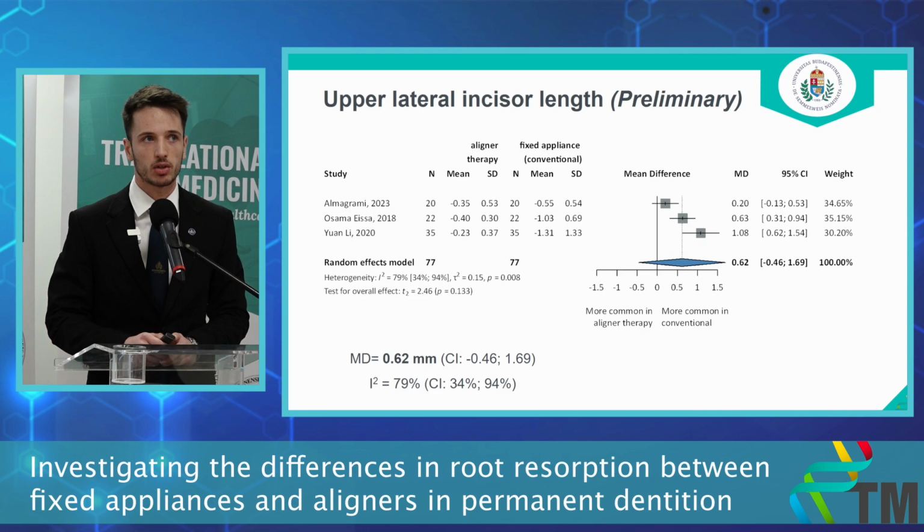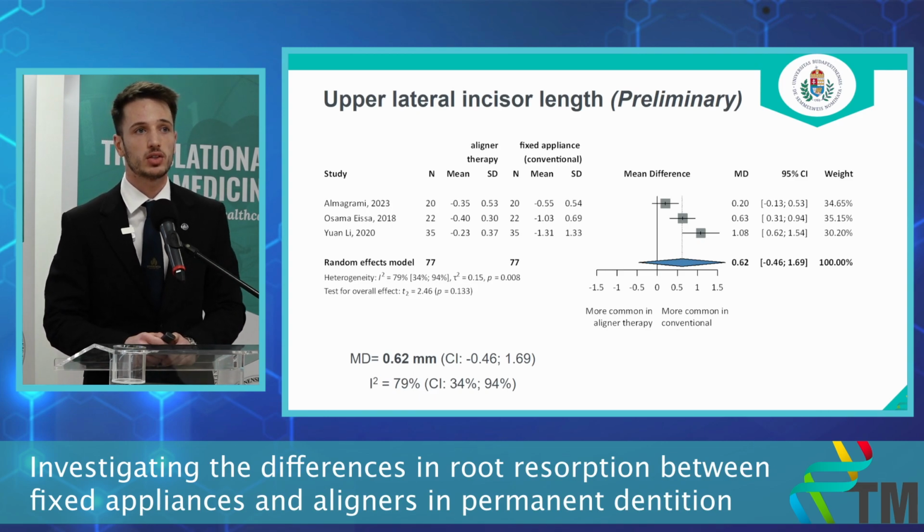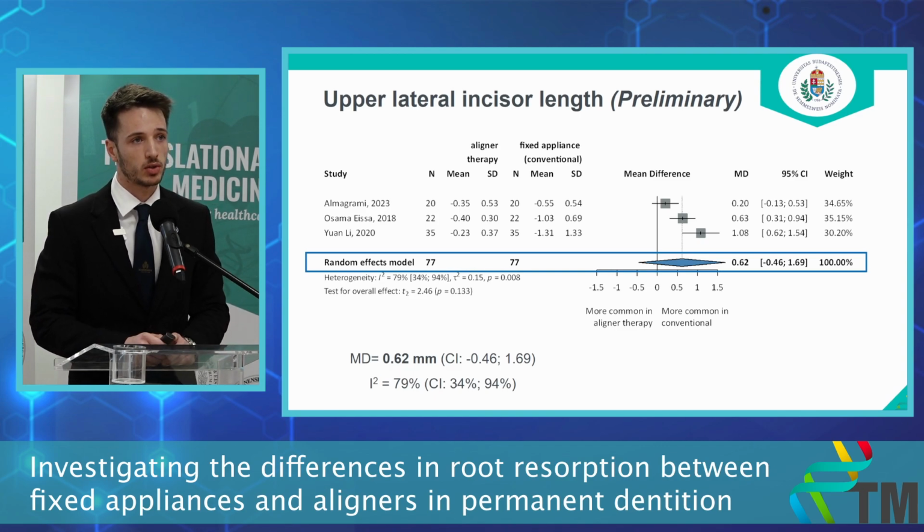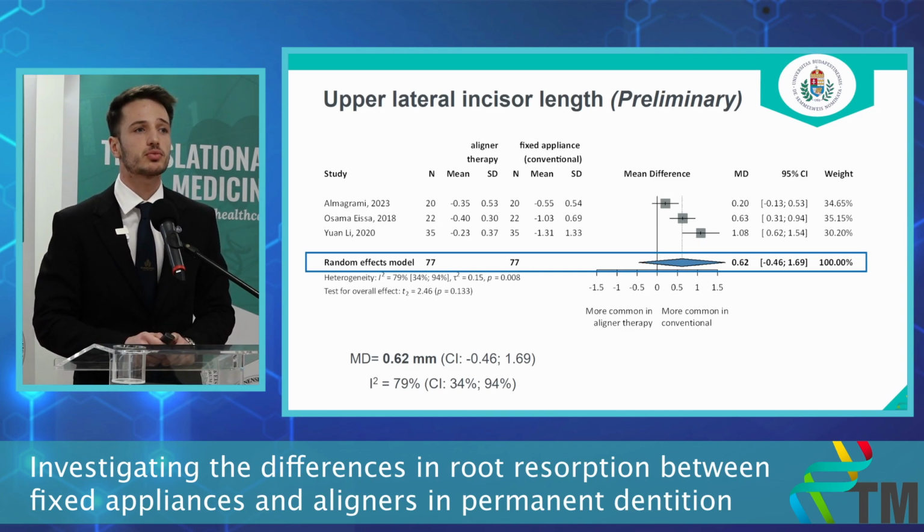My last forest plot is about the upper lateral incisor length, so another tooth type. The same measurements were conducted, the CBCT root length changes. Here I've compared the aligner therapy to the conventional fixed appliance, and 3 retrospective cohort studies were included with almost 150 patients. The I-square of 79% shows that there was an even higher heterogeneity. This can be due to the different malocclusions treated.